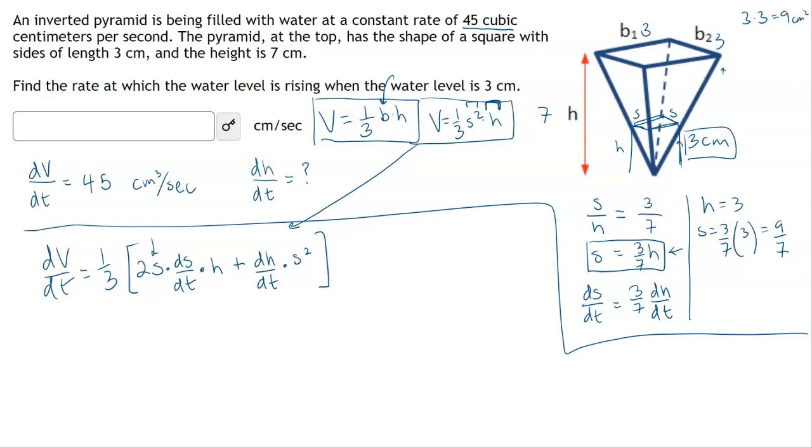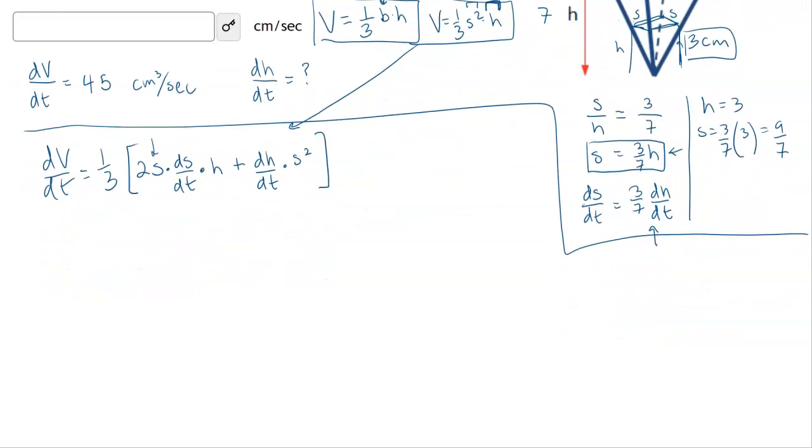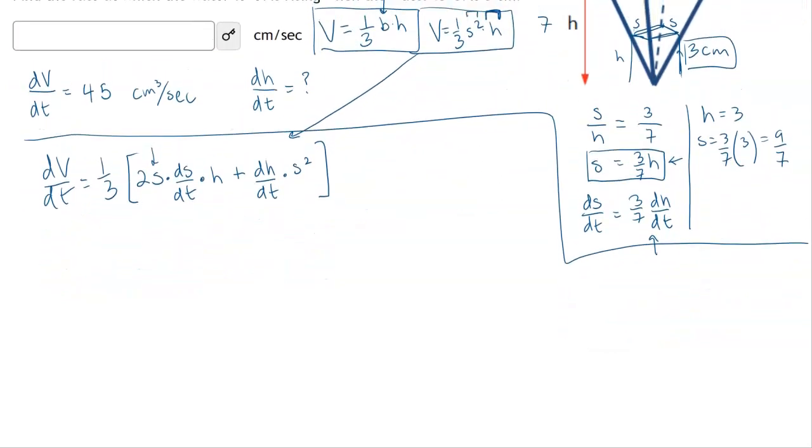For ds/dt, we know we're just going to plug in this 3/7 dh/dt. We have our h is 3. We have a dh/dt again, which is our unknown. And then we have our s, which is again the 9/7. So we have everything we need to plug in, and then we can solve for dh/dt. So let's go ahead and start substituting all those values.